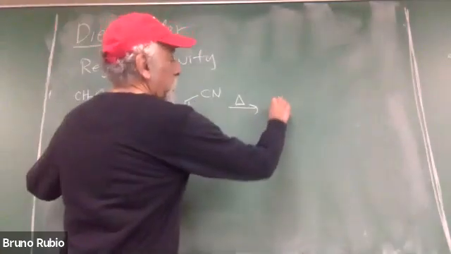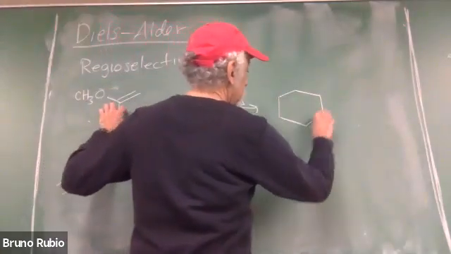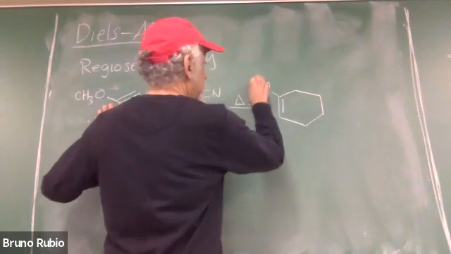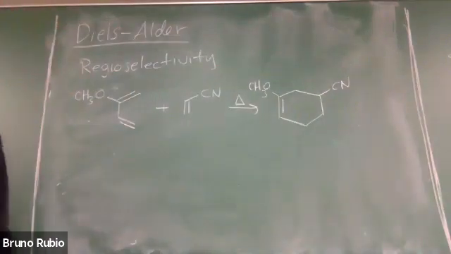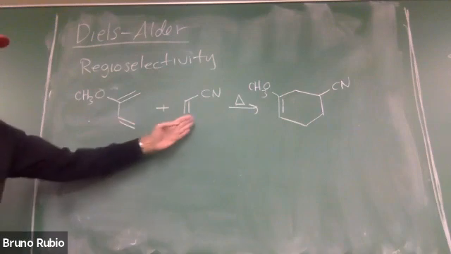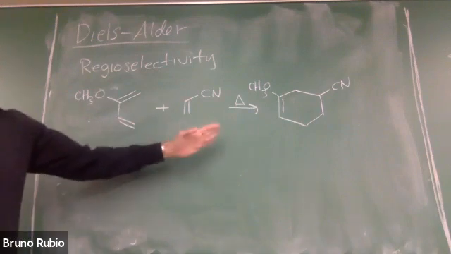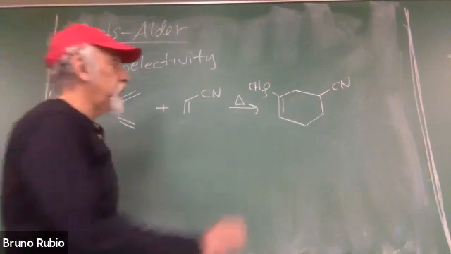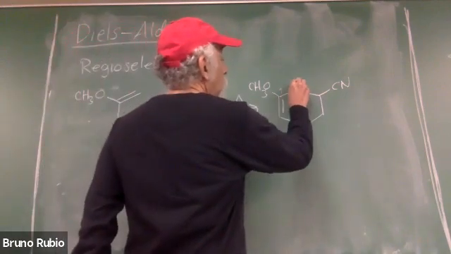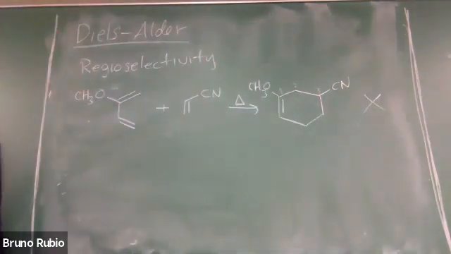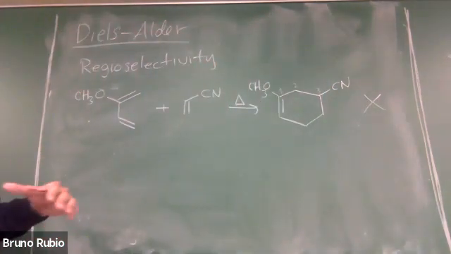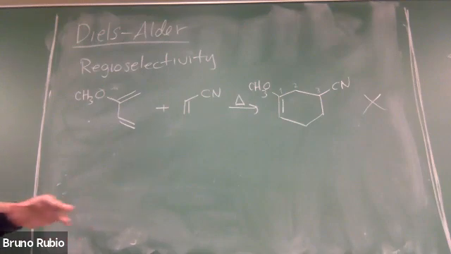All right, so we're going to get the cyclohexene with the methoxy group here, and the way I've drawn it, the electron donating group of the diene and the electron withdrawing group of the dienophile in this orientation worked out 1, 3. No good, right? Because the electron donating group and the electron withdrawing group should come out either 1, 2, or 1, 4.